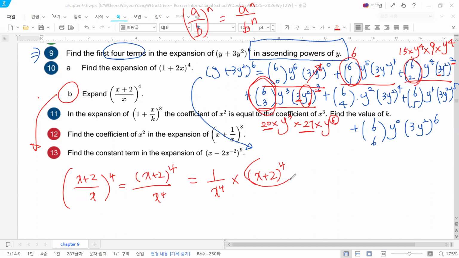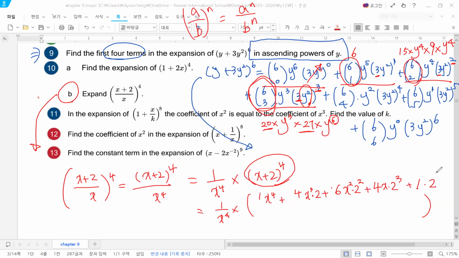Then you can expand this one, right? So 1 over x to the power of 4 times... please tell me the coefficients. 1, 4, 6, 4, 1. Then distribute: x to the power of 4, x cubed times 2. What is the next one? 6 times x squared times 2 squared, plus 4 times x times 2 cubed, plus 2 to the power of 4.